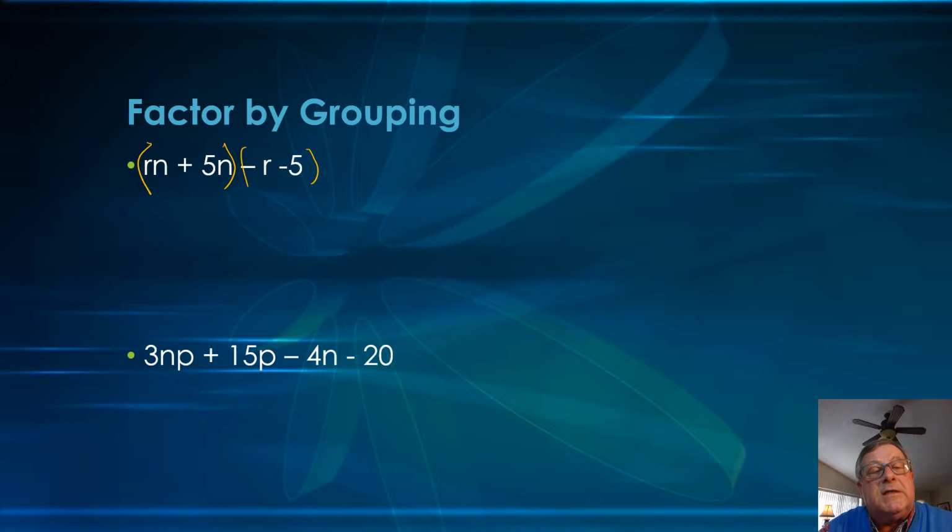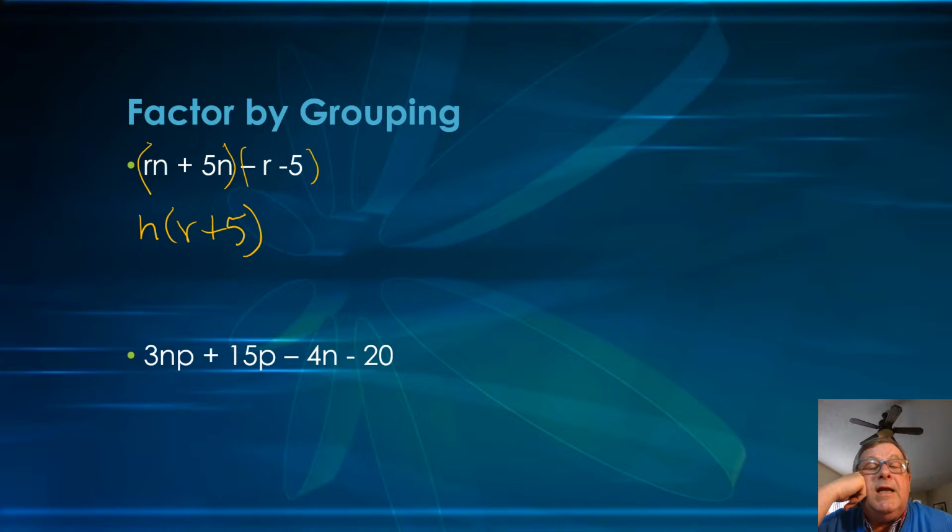So over on the left side, rn plus 5n. Well, I can factor out an n. And if I do, after factoring out the n, I'm going to have r plus 5. So I factored out the greatest common factor of this first group, which was n. There was an n in each of the terms, and it left me with r plus 5. And now I'm looking at the second group, negative r minus 5.